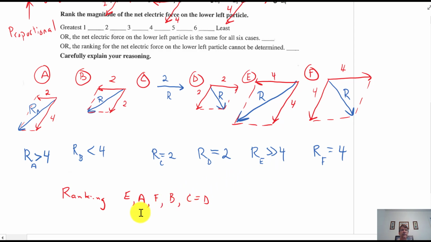So the ranking is going to be E has to be the greatest net force, just based on these diagrams. Then A, which is bigger than 4, but less than the ranking for E. F has to be slightly less than 4, so it has to be the next ranking. Well, F, I'm sorry, F was 4. A was greater than 4. F is 4. B has to be less than 4, but bigger than 2. In this diagram right here. Then finally, C and D are 2. So that's the ranking.